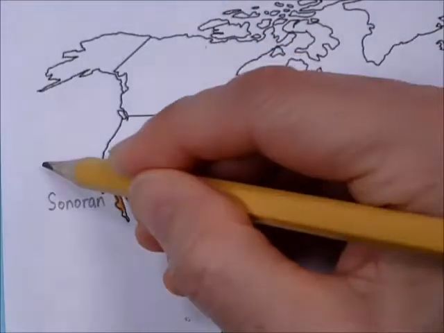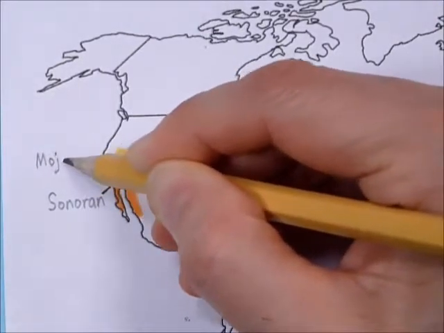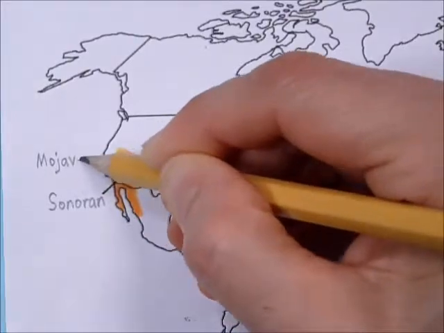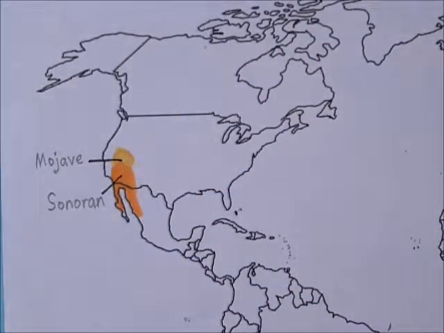And it is spelled M-O-J-A-V-E. Mojave. So the J is an H sound.